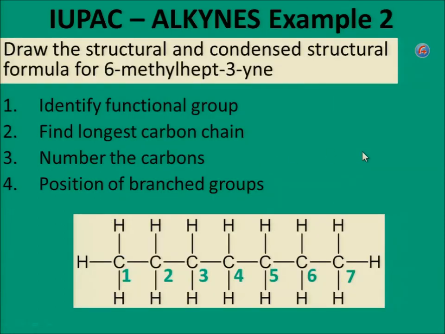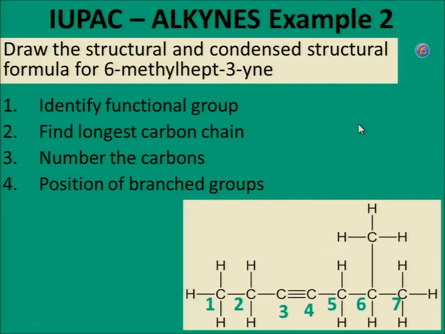Example 2. Draw the structural and condensed structural formula for 6-methylhept-3-yne. The first thing you do is draw your 7 carbons. Why 7? Because it's hept. And now you look at the substituents and the double or triple bonds. So it says 6-methyl. So at carbon 6, there should be a methyl substituent. And 3-yne. So at carbon 3, there should be a triple bond to carbon 4.